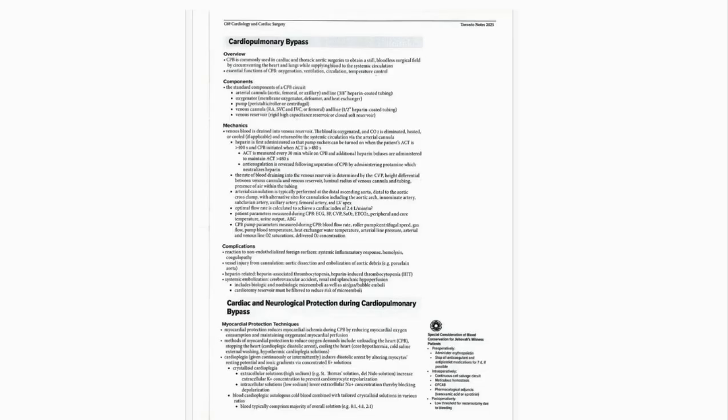Cardiac and neurological protection during cardiopulmonary bypass. The next major concept is protecting the myocardium and the brain while the heart is arrested. The primary goal is to reduce myocardial oxygen consumption while maintaining adequate myocardial perfusion.